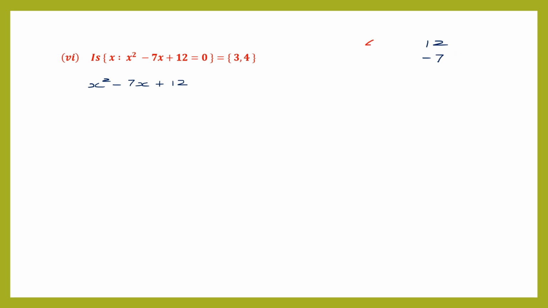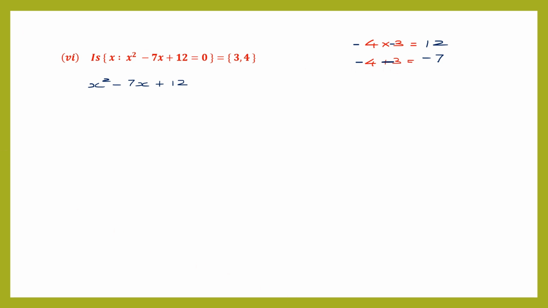So here we're going to say 4 into 3 is 12. But here I can't simply say 4 plus 3 is 7, isn't it? Now 4 plus 3 will give me only 7 but not minus 7. Now how do I get minus 7 after adding these two numbers? I can get it only if I add a minus sign here, isn't it? If I say minus 4 minus 3, then I will get minus 7. Similarly here, minus 4 into minus 3 will give me plus 12. So what I can do is I can split this minus 7 into minus 4 and minus 3.